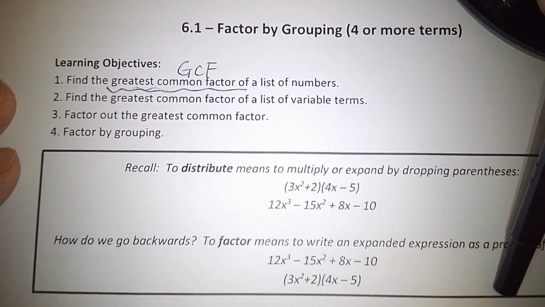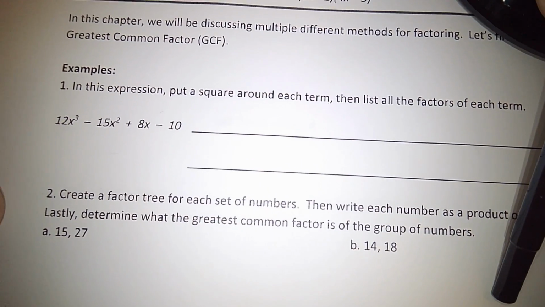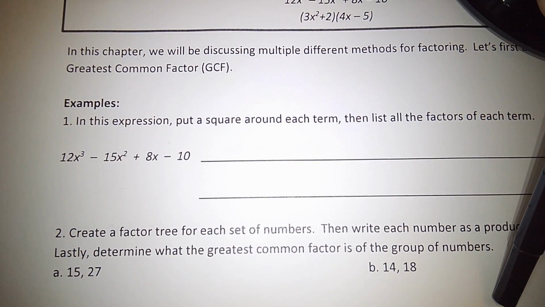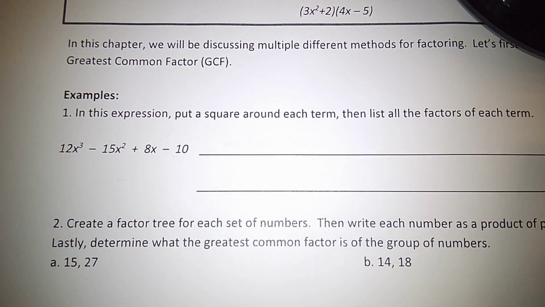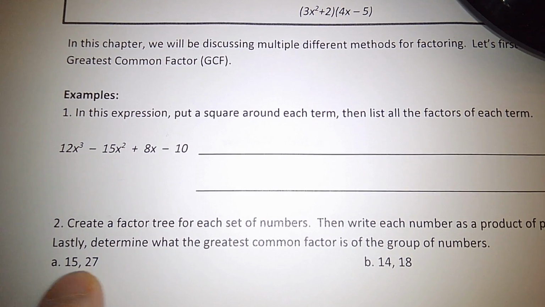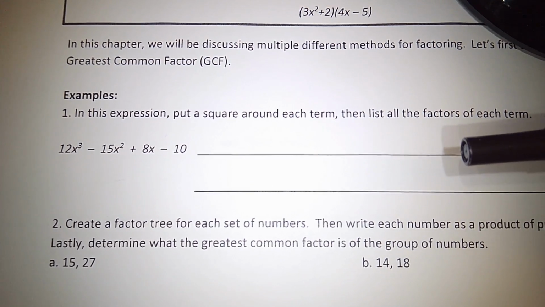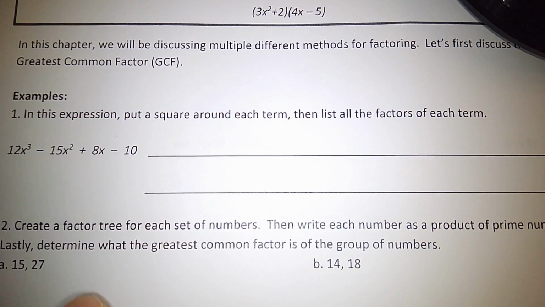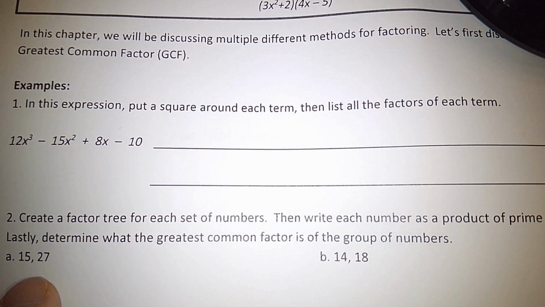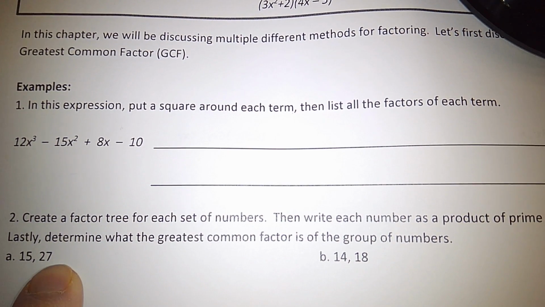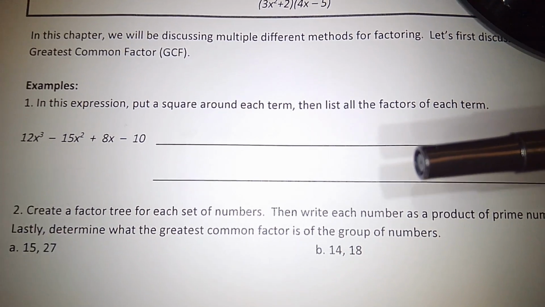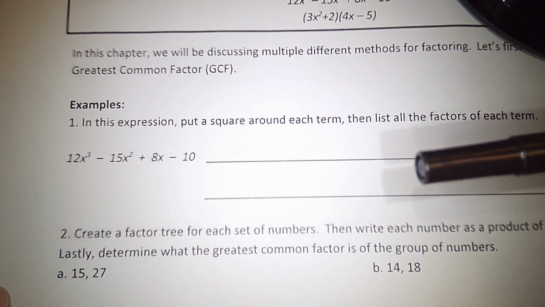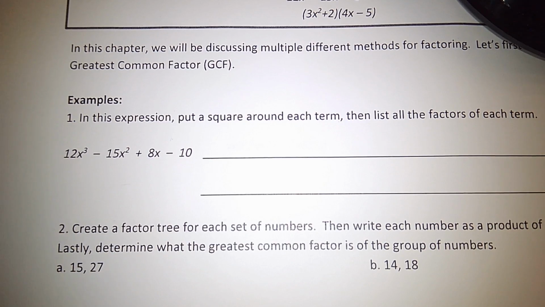The first objective is to find the GCF in the list of numbers. Guys, how do you understand greatest common factor? Say for example, we have a list of numbers. Say for example, this question A, there are two numbers. How do you find the greatest common factor between these two numbers?